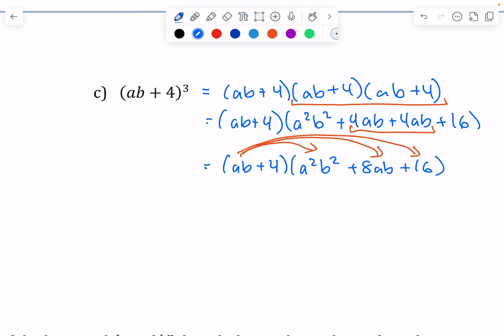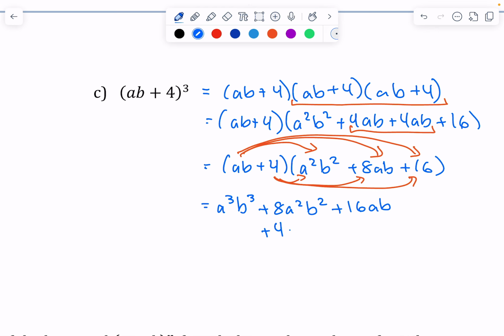So that first distribution gives me A cubed, B cubed, plus 8A squared, B squared, plus 16AB. The second distribution of 4 into each term, I'm going to line up underneath the like terms. So 4 times A squared, B squared is 4A squared, B squared. 4 times 8AB is going to give me 32AB, and then 4 times 16 is 64.